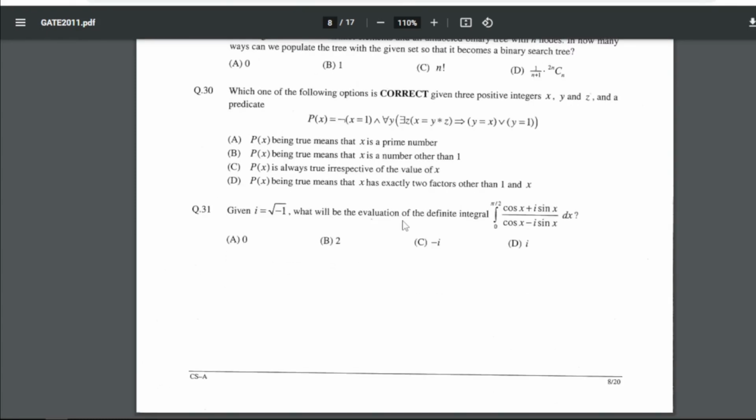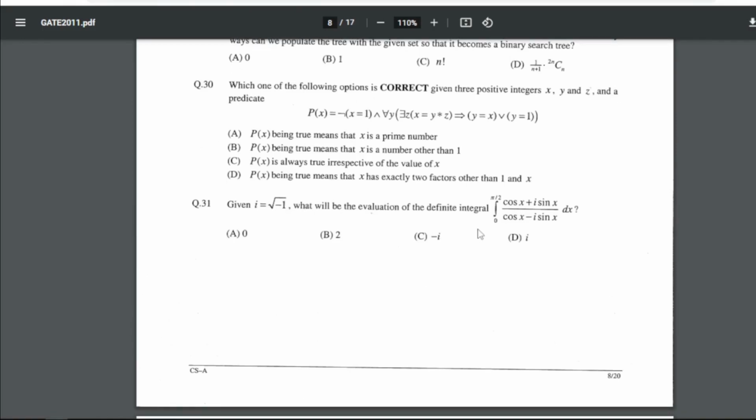31 is given: i equals root minus 1. What will be the evaluation of the definite integral, this expression? So if you solve this particular expression you will get D as the answer, that is i.